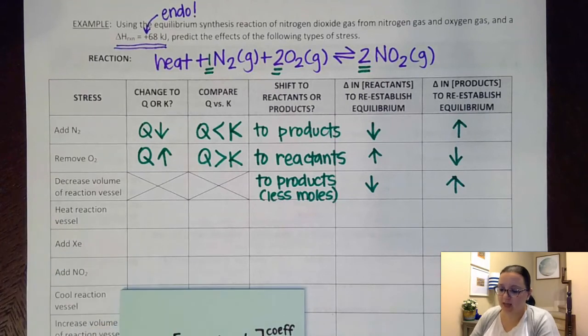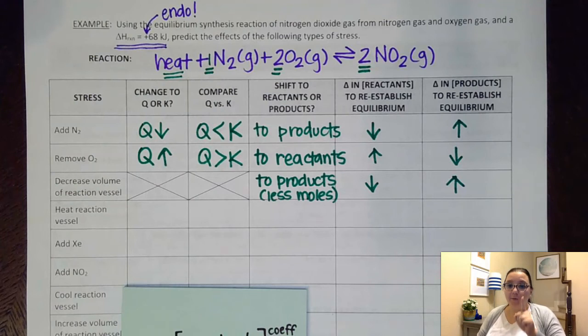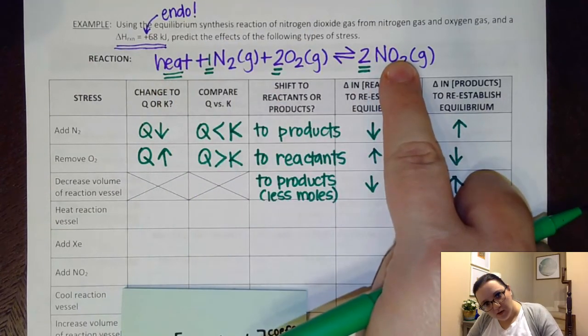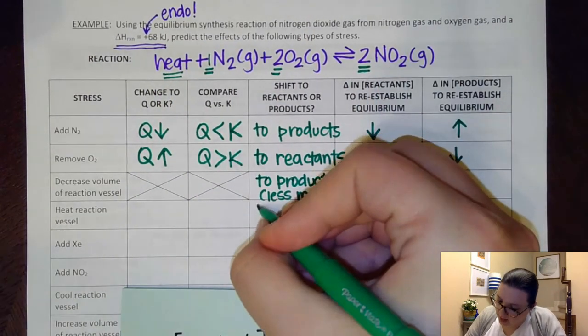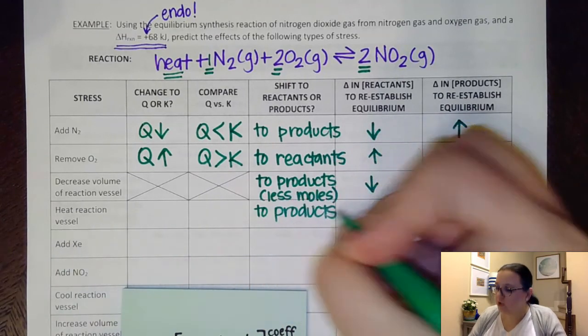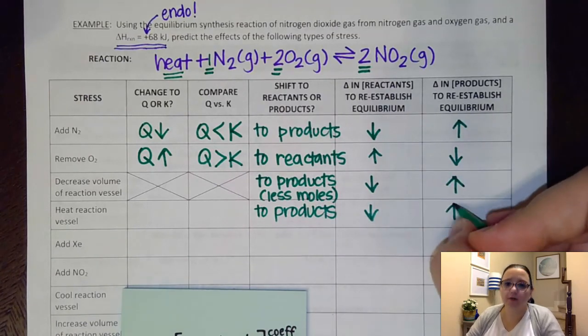All right, next one says I'm going to heat the reaction vessel. If I'm heating the reaction vessel, that means I'm adding in this heat right here. I'm going to warn you, this one you have to be careful on. When I see a temperature or heat one, I use the little tricky saying that I shift away from what I add, meaning I'm shifting to the product side. I actually answered this first. If I'm shifting to the product side, then reactants are decreasing and products are increasing.